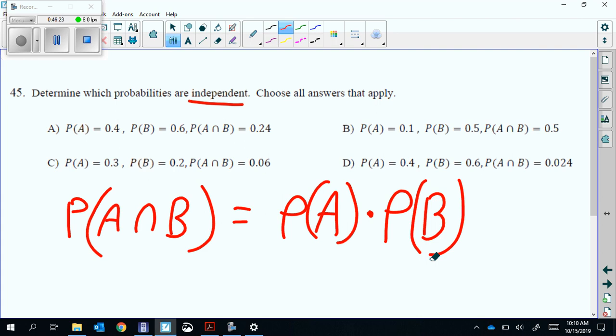Choose all that applies. So probability of A times B. We have to check and see, is 0.4 times 0.6 0.024? No, it would just be 0.24. So A is right. 0.1 times 0.5 would be 0.05. So that actually is wrong. We'll create an extra 0 in there. 0.3 and 0.2. 2 times 3 is 6. 2 decimal spots. That is correct. A and C. The multiplication just has to work out. Use your calculator if you need to multiply.